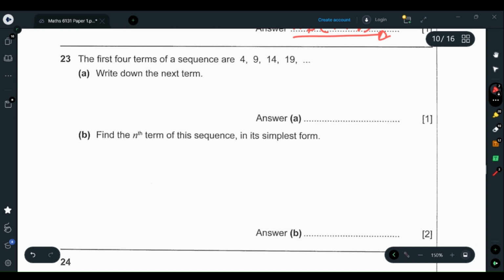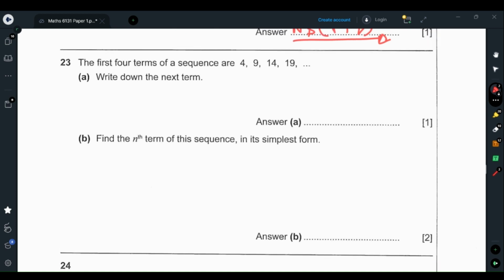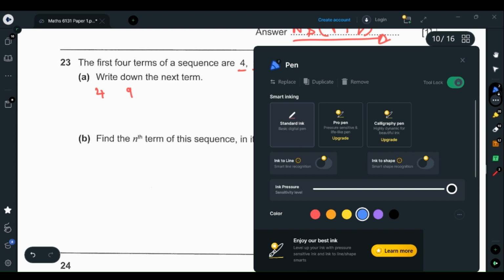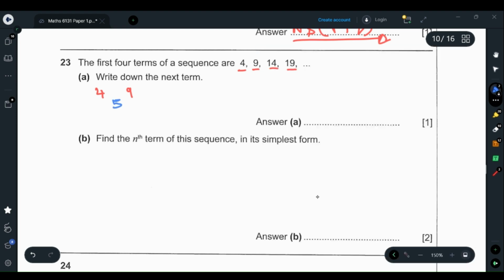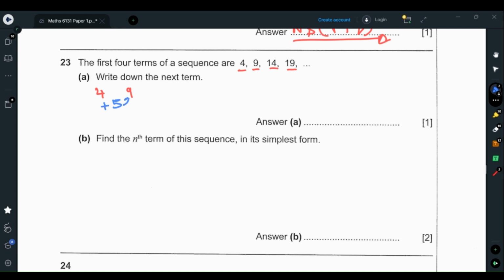Right, cool. Let's move on to 23. The first 4 terms of a sequence are 4, 9, 14, 19. Write down the next term. So what we can observe is, how do we get from 4 to 9? There was a number that was added, and that number is 5. So 4 plus 5 will give us 9.